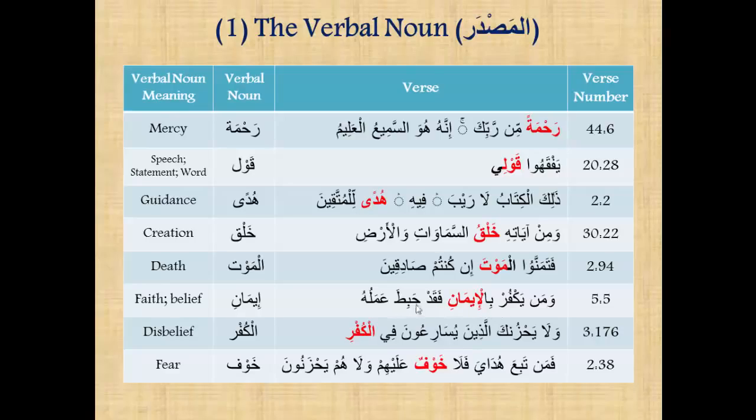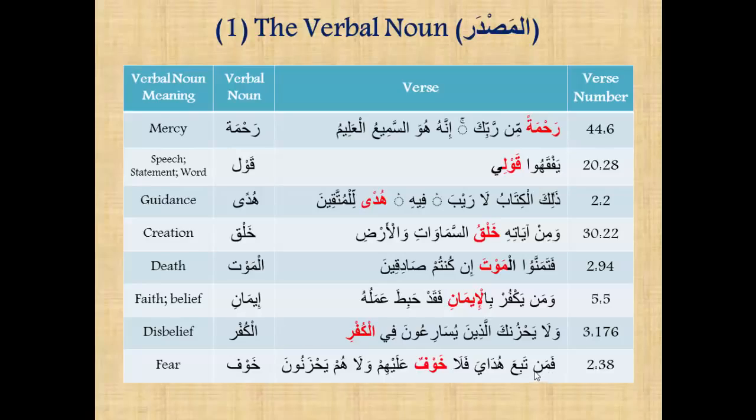وَمَنْ يَكْفُرْ بِالْإِيمَانِ فَقَدْ حَبِطَ عَمَلُهُ. The masdar here is al-iman, which means faith or belief, which comes from the verb آمَنَ يُؤْمِنُ, which means to believe. وَلَا يَحْزُنكَ الَّذِينَ يُسَارِعُونَ فِي الْكُفْرِ. Al-kufr, which means disbelief, is the masdar, coming from the verb كَفَرَ يَكْفُرُ, to disbelieve.